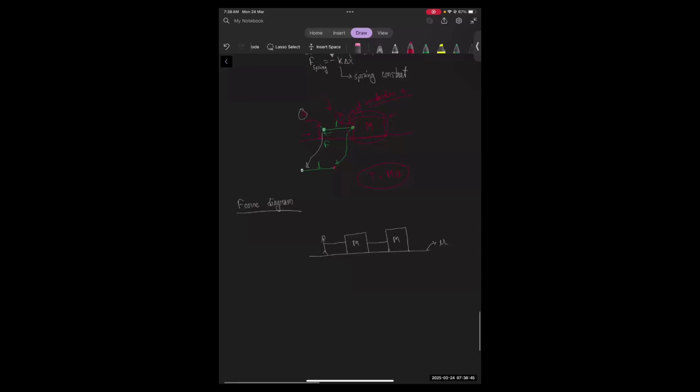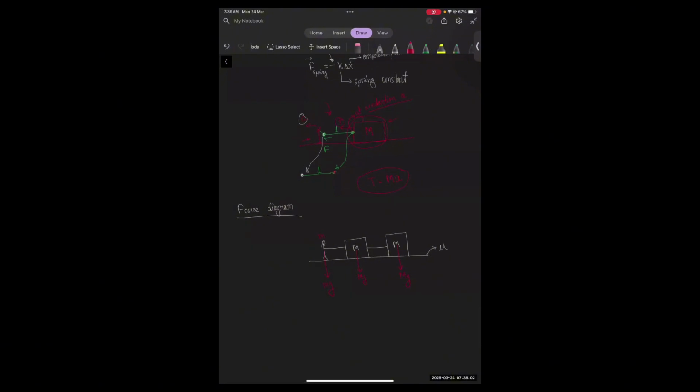Okay, so the first force you should think about is gravity. There is mass of all these objects, so you first draw the mass. The mass of the man is m, so there is also a mass here, mg. All right, so gravity done.